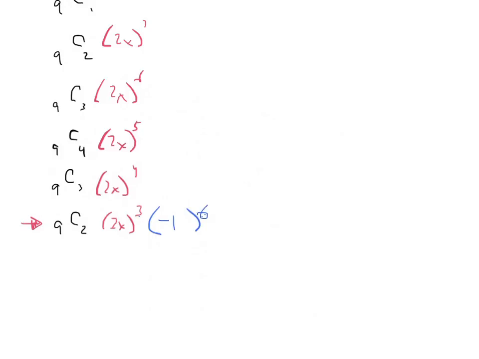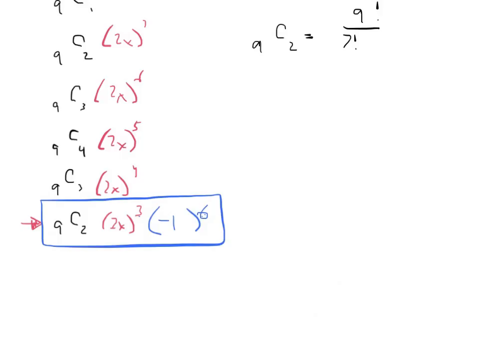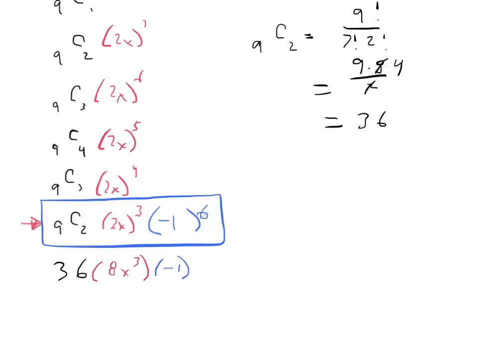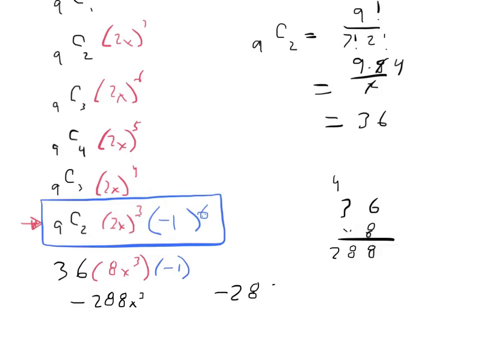Right, so now I just need to expand out what this thing is. Let's start with that 9C2. 9C2 is supposed to be 9 factorial over 7 factorial times 2 factorial. That's 9 times 8 over 2, which is 36. So I'm looking at 36 times 8x cubed times negative 1. And then we just have to do 36 times 8, which is 288. Okay, so you're looking at negative 288x cubed. And so the answer to the question is negative 288.